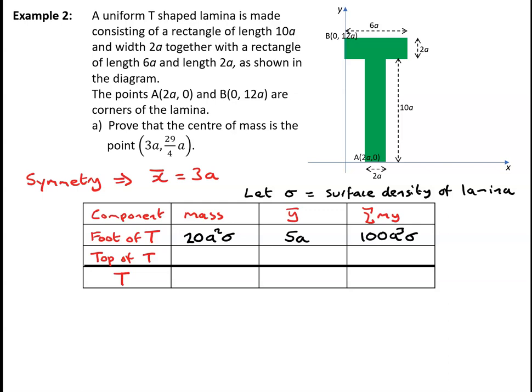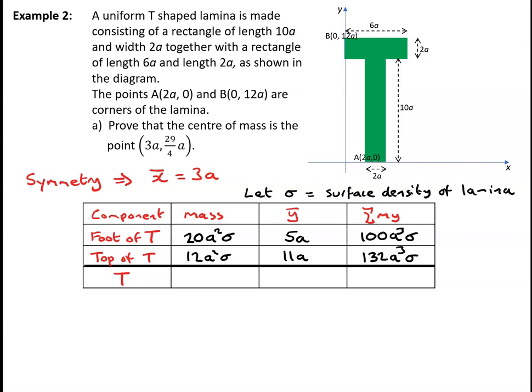For the top of the T-shape, we have a shape of area 12a squared, so the mass is going to be 12a squared sigma. The y-coordinate of the centre of the mass is going to be 10a plus a, in other words 11a, and therefore the sum of the my's for the top of the T-shape is going to be 12a squared sigma times 11a, which is 132a cubed sigma.